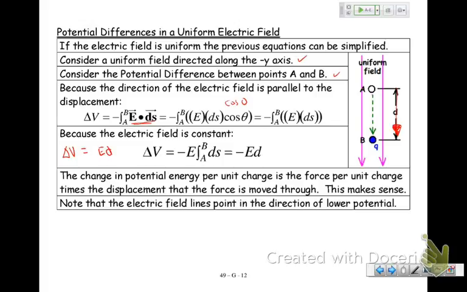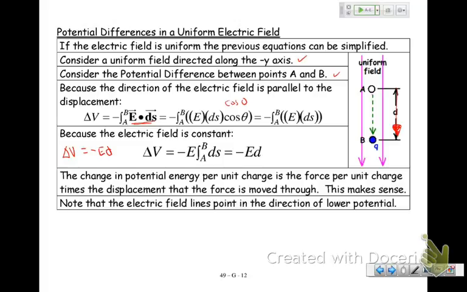Now, why is it negative E d? Because we're going downhill. Remember, if a positive charge goes with the electric field, it's a boulder rolling downhill, and when you go downhill, you have a negative potential. So I learned it, but I also get where it's coming from, so my memory's helped a lot. So if it was going uphill, it'd be positive, yeah.